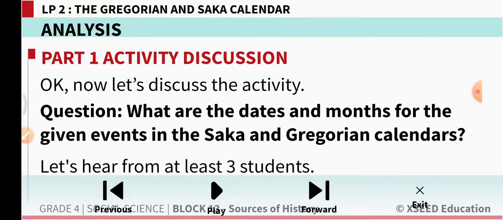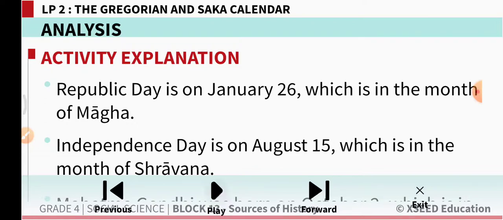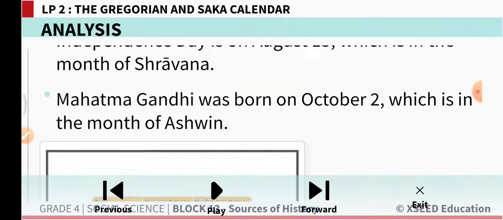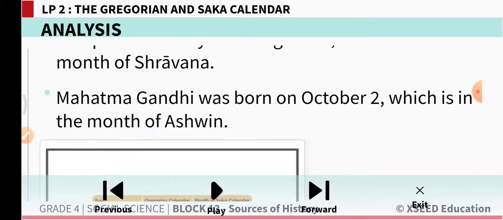What are the dates and months for the given events in the Saka and Gregorian calendars? Let us compare. Republic Day is on January 26th, which is in the month of Magha, according to the Saka calendar. Independence Day is on August 15th, which is in the month of Shravana. Mahatma Gandhi was born on October 2nd, which is in the month of Ashwin.